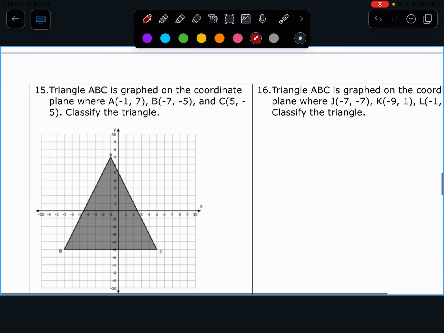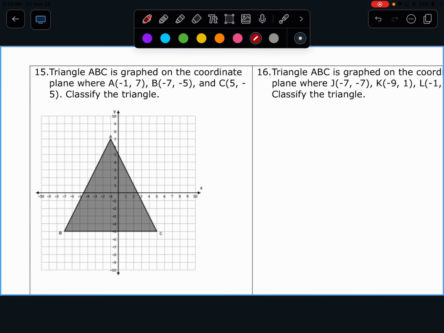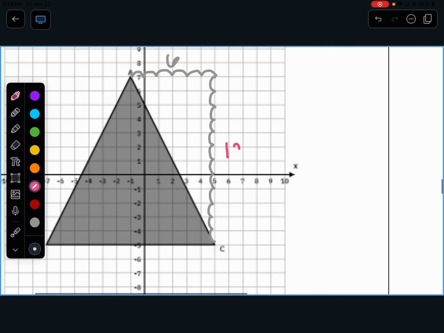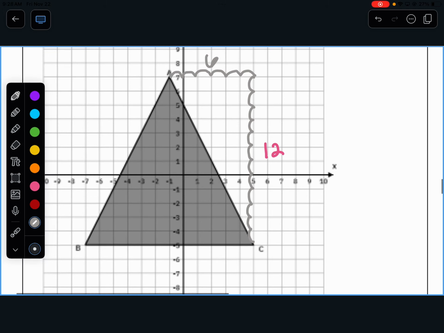Number 15, triangle ABC is graphed, classify it. Okay, so hopefully you can see here that this is an isosceles triangle. I know we can't count these 2 sides, the AC and the AB, but you can kind of see 1, 2, 3, 4, 5, 6. 1, 2, 3, 4, 5, 6, 7, 8, 9, 10, 11, 12. So we got a 6 and a 12 here. That's important because we can use that to figure out if the other side is the same.